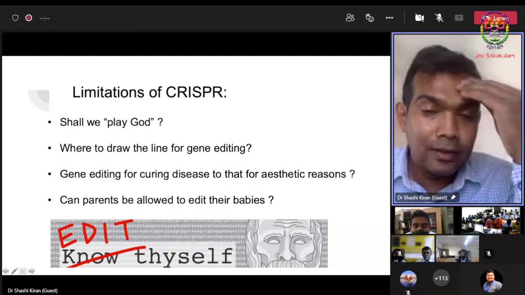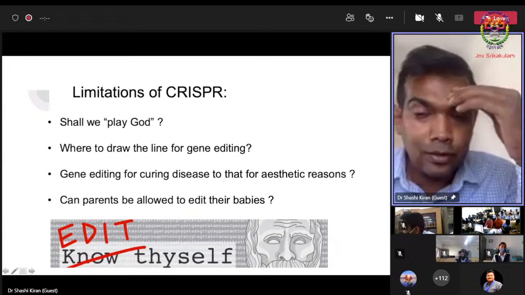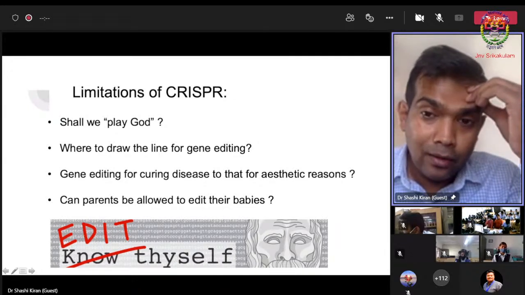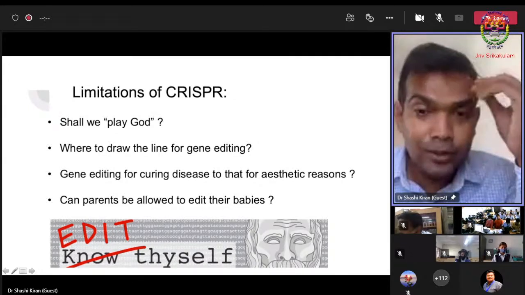This tool can be used for curing diseases, or it can also be used for aesthetic reasons. If somebody wants to be taller, he can edit his tallness gene. If he wants big muscles, he can do that with this tool. So should we allow that?